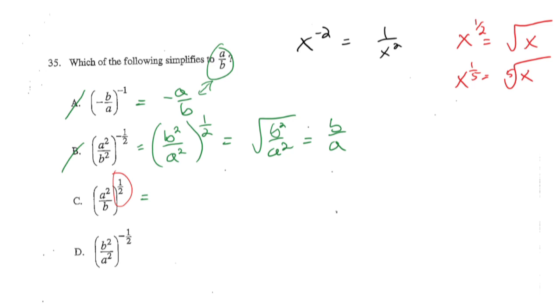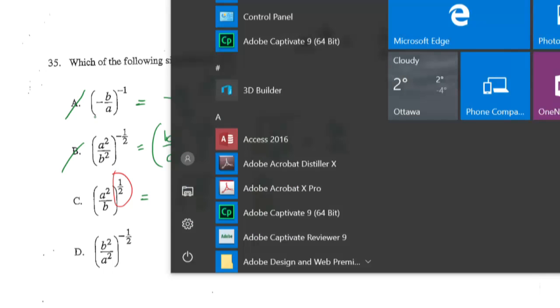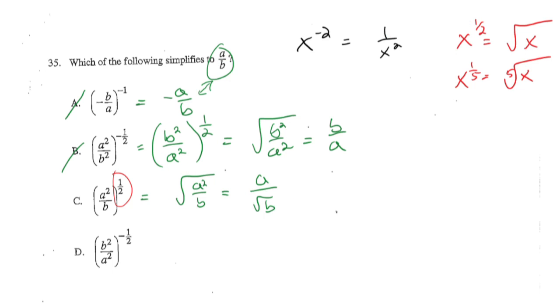Same deal here, I'm going to have the square root of a squared over b, which is going to be a over the square root of b, which is close. And this one, I'm going to flip it. So I get a squared.